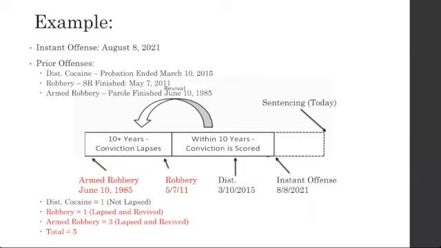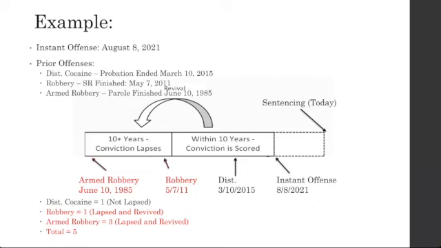So as we recall from that chart from page 8, the distribution of cocaine has not lapsed, so it's counted at its full point value, 1 point. The robbery, however, has lapsed, so at its revived point value, because of the distribution of cocaine, it is now only 1 point. But the armed robbery, because of its offense severity group, is revived because of the distribution of cocaine, but it comes back at its full point value. It is 3 points, so this defendant has a criminal history score of 5 points.